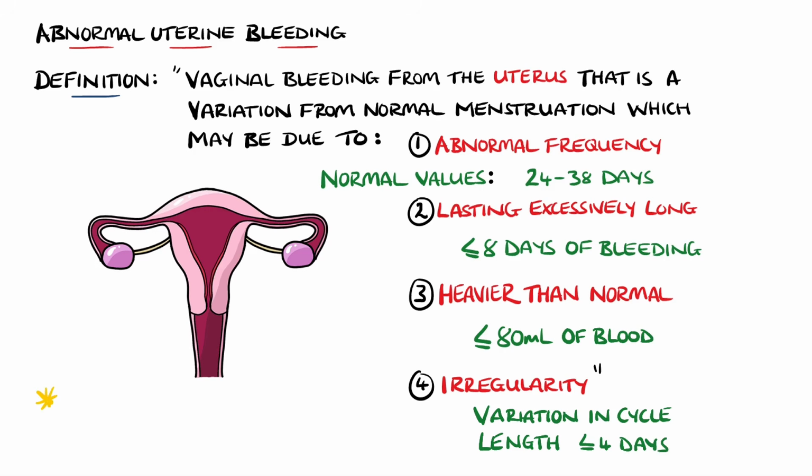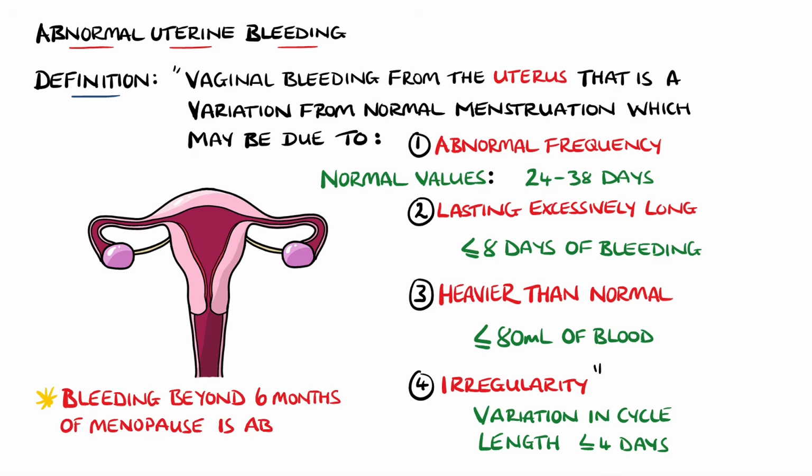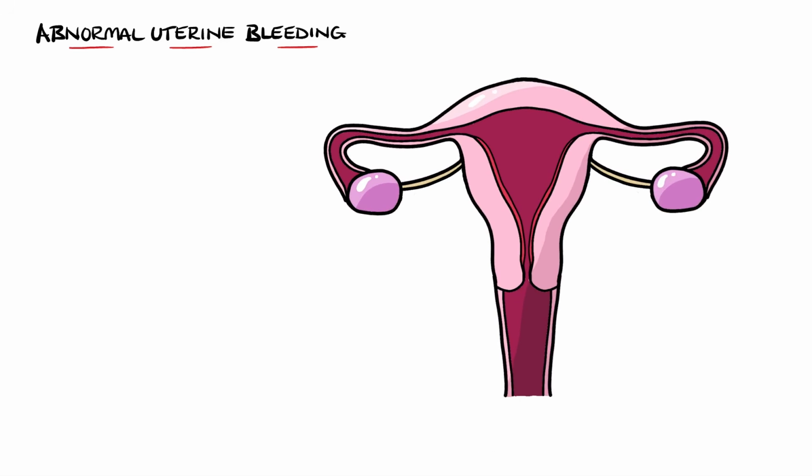Also remember that bleeding beyond 6 months after the menopause is considered abnormal and may indicate endometrial cancer. Around 30% of women of reproductive age are affected by abnormal uterine bleeding. There are a range of different causes which can be remembered with the mnemonic PALM COEIN.